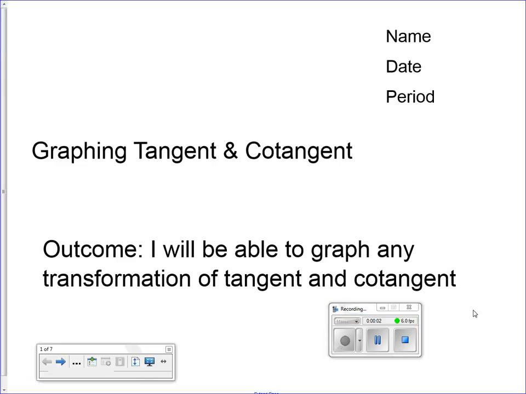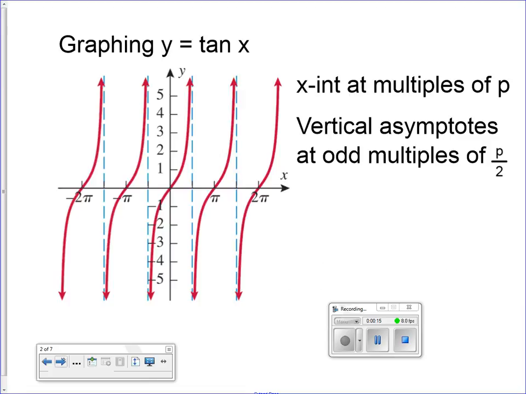The title of this note is Graphing Tangent and Cotangent. And your outcome is that you'll be able to graph any transformation of tangent and cotangent. It's going to feel very similar to sine and cosine with one notable difference. So here is the parent function of y equals tangent x.